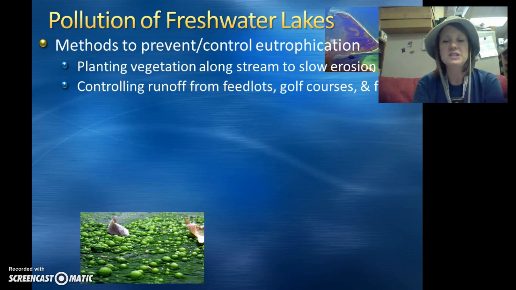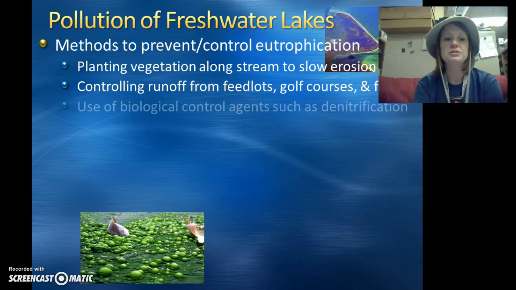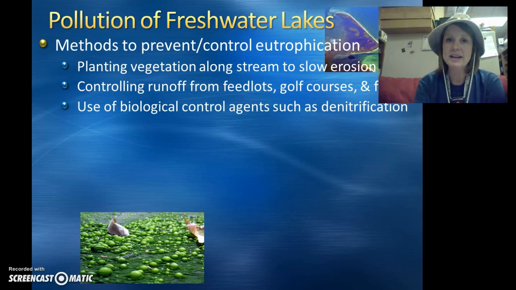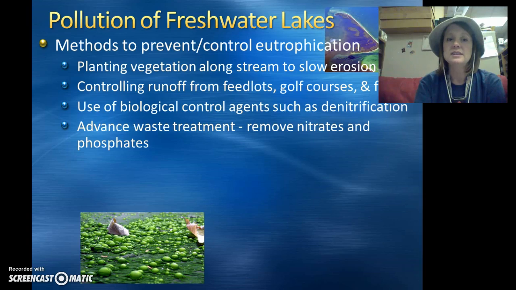Anything that we're adding fertilizer to, golf courses, agricultural fields. If we use biological control, we have certain types of denitrifying bacteria that we can introduce to help clear away some of the algae and some of the nutrients. When we look at wastewater treatment, there are several stages. Advanced treatment is only used in certain cases, and that removes nitrates and phosphates before we put that water back into a stream system.